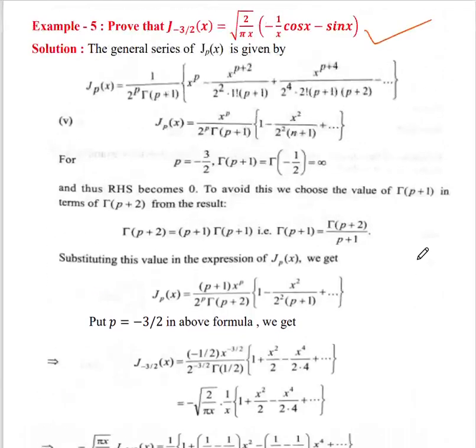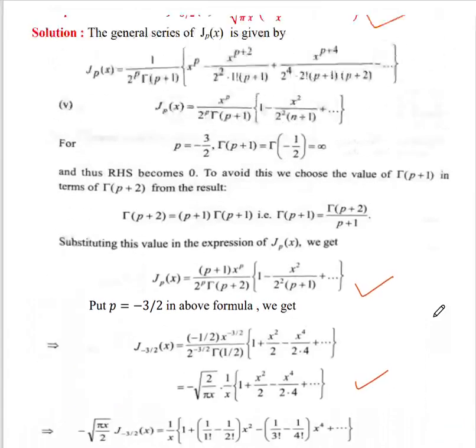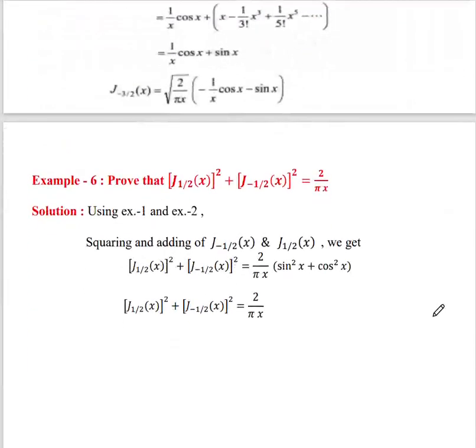So if you go step by step you can solve all the steps. Okay. So this problem is the same as problem number 4. Okay. Now problem number 6, that is prove that J half of x whole square plus J minus half of x whole square equals 2 upon pi x. Okay. So to prove this problem we use example number 1 and example number 2. So by using example number 1 and example number 2, first we will take the square of both example number 1 and example number 2.